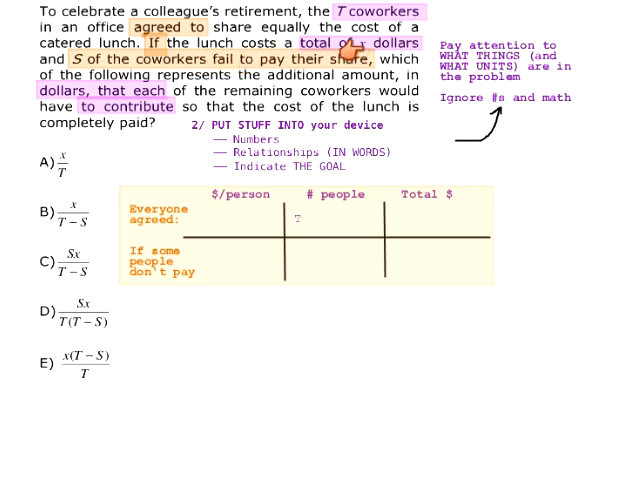And then the lunch costs a total of X dollars. Where does that go? It's not just the top right. It's both of those, because the price of the lunch is not going to change depending on whether people back out of it or not. That doesn't change the price of the lunch. So this is still the same.